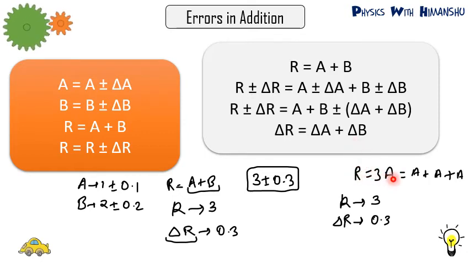Similarly, suppose R is 3A. So we can write it to be equal to A plus A plus A. So R will be equal to 1 plus 1 plus 1, 3, because A is 1, and error in A is 0.1. So 0.1 plus 0.1 plus 0.1, it will be 0.3. So the answer will be 3 plus minus 0.3.